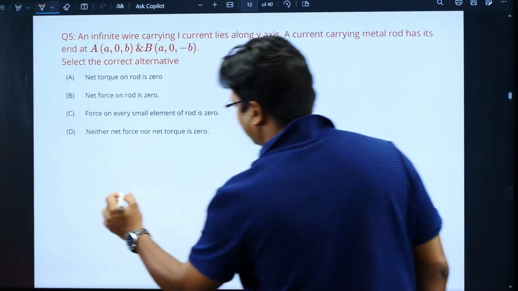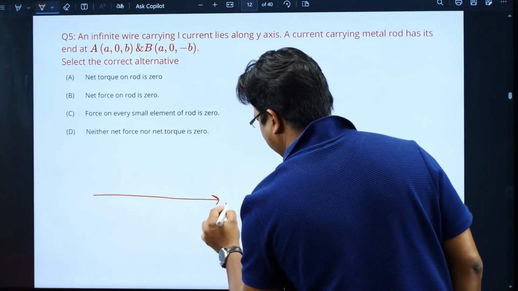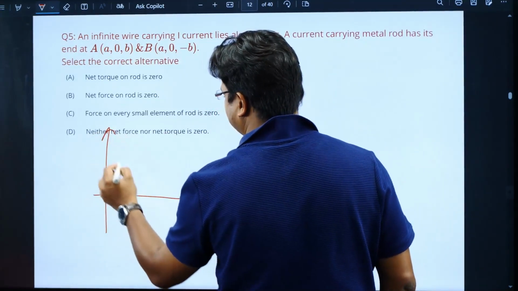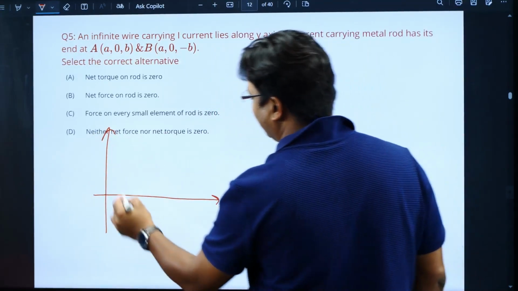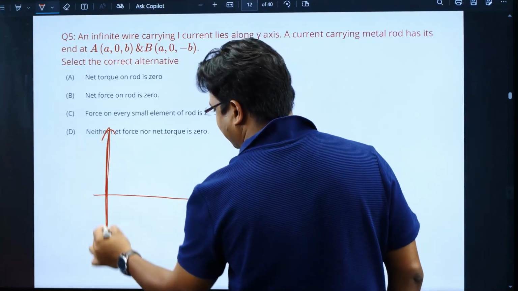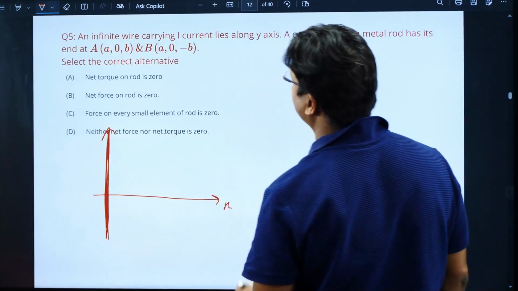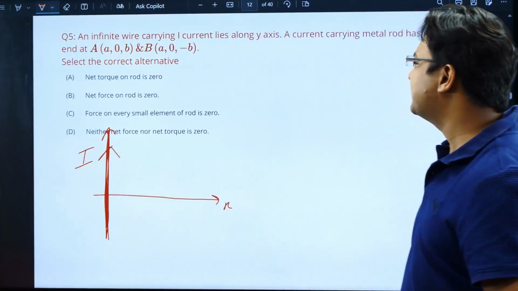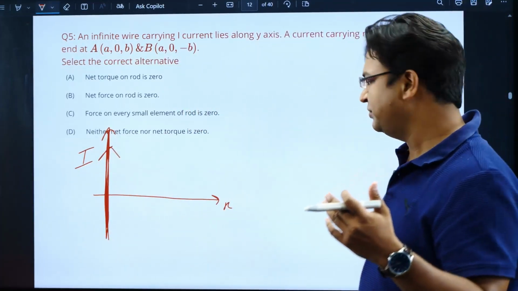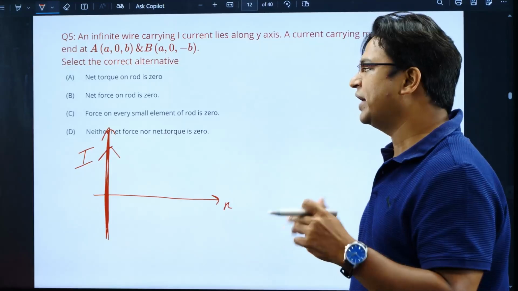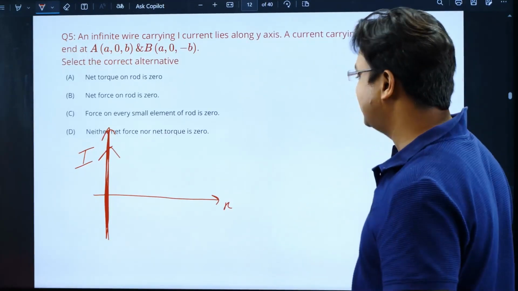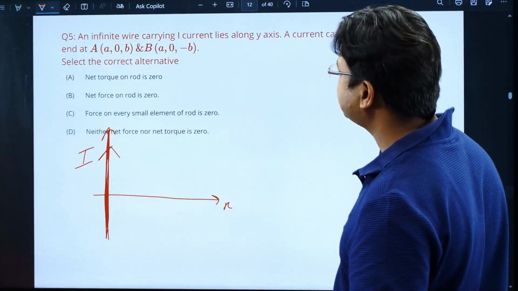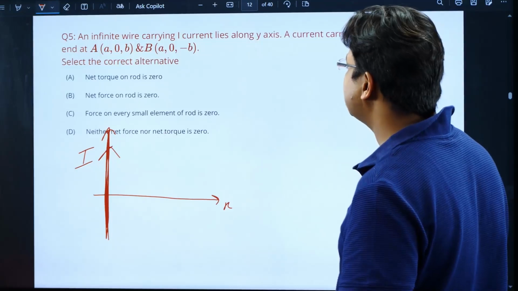Let me draw it. So if this is x-axis and if this is y-axis, and the current is flowing along the y-axis, let me darken it a bit. So let's say this is the current I. The question doesn't specifically say that it is moving in the plus y direction. I'll try to answer it without using the direction. Let's see what happens. And so the rod has ends A and B.